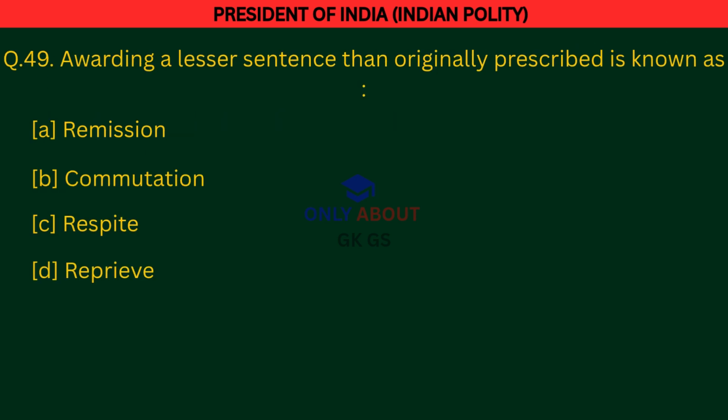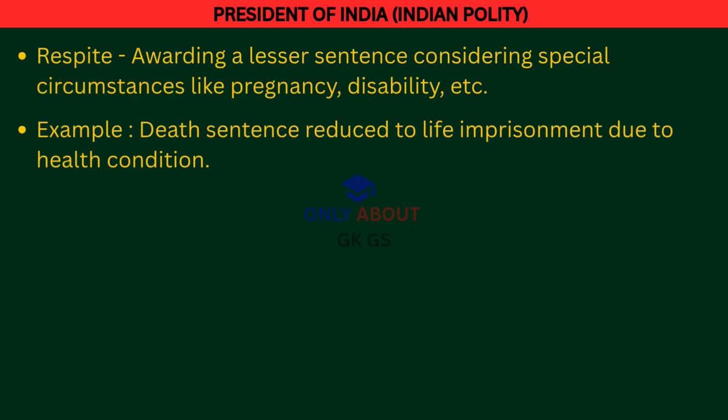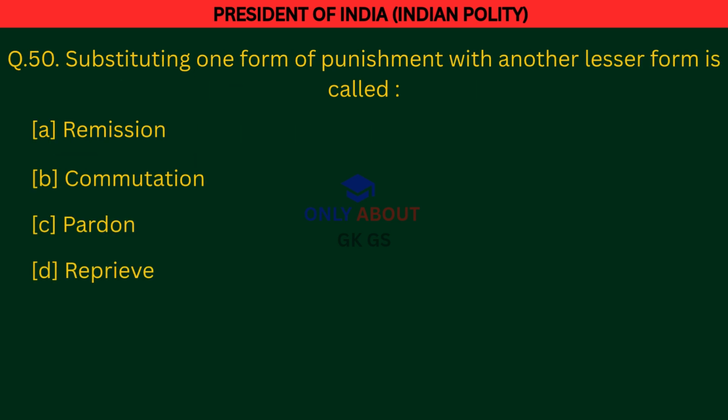Awarding a lesser sentence than originally prescribed is known as... Correct answer: respite. Respite is awarding a lesser sentence considering special circumstances like pregnancy, disability, etc. Example, a death sentence reduced to life imprisonment due to health condition.